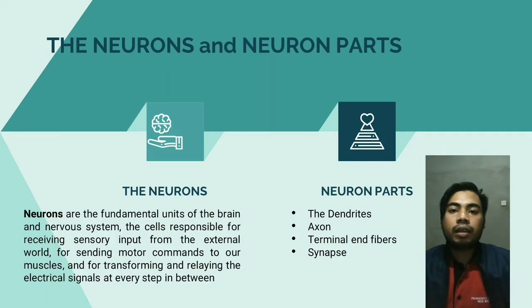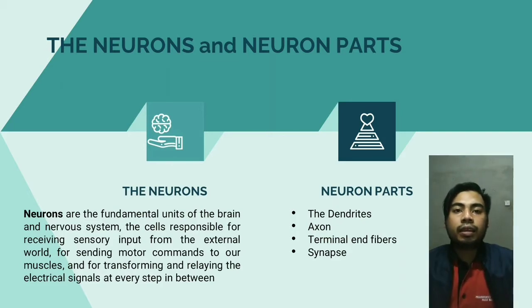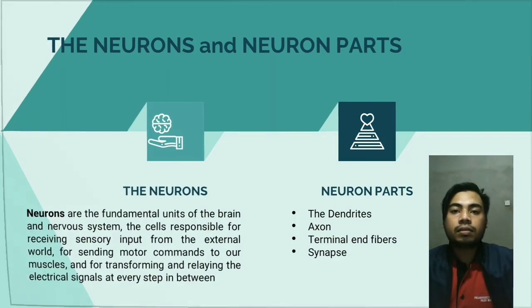Many but not all axons are protected by a myelin sheath, which is a white fatty tissue covering. The terminal end fibers are the branching fibers at the end of the axon that lead the nerve impulse from the axon to the synapse. The synapse is the space between two neurons or between a neuron and a receptor organ. A single neuron can have a few or several hundred synapses.